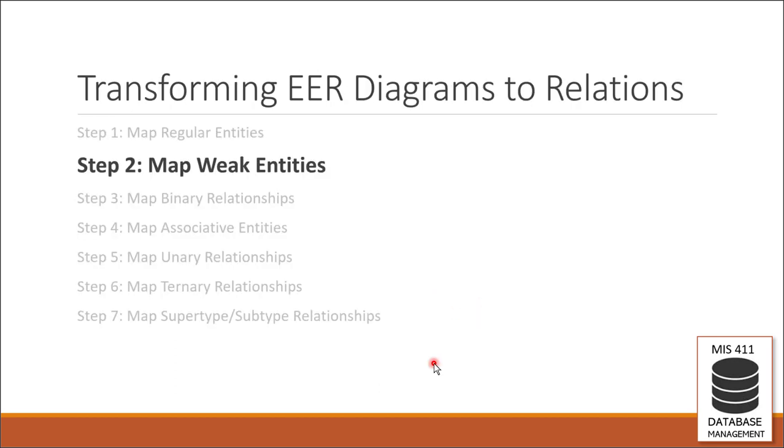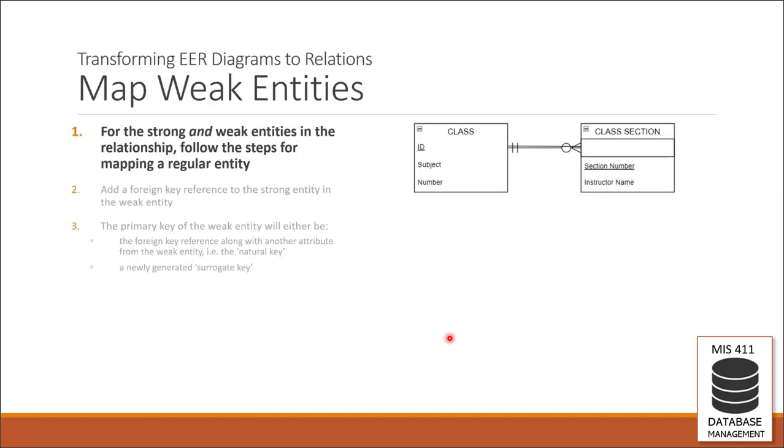So now that we've completed step 1, mapping regular entities, we move on to step 2, mapping weak entities. You may recall that a weak entity is one that cannot exist in a diagram unless there is a strong entity with which the weak entity has an identifying relationship. Simply put, you can see on your screen an example of that. You cannot have a class section, a specific offering of a class, without actually having a class.